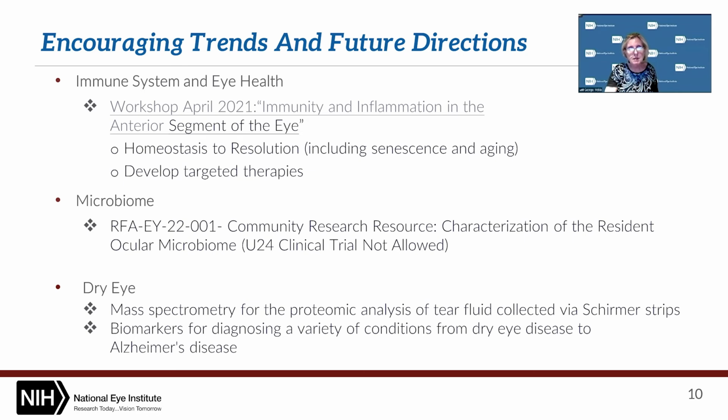The last thing I wanted to mention is that recently a paper came out where an investigator collected tears on Schirmer tear strips and was able to do mass spectrometry for proteomic analysis of this tear fluid. He's been able to analyze over 3,000 different proteins in the eye, and he's hoping in the future that they can use these as biomarkers for everything ranging from dry eye to Alzheimer's disease. So this relates back to the NOC that we put out, which is interesting.